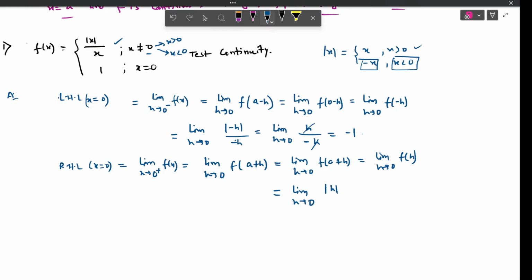So this would be mod of plus h by h. It will be limit h tends to 0, h by h. So it would be 1. So here we can see left hand limit is not equals to right hand limit, right? So function is not continuous. So it is not continuous.